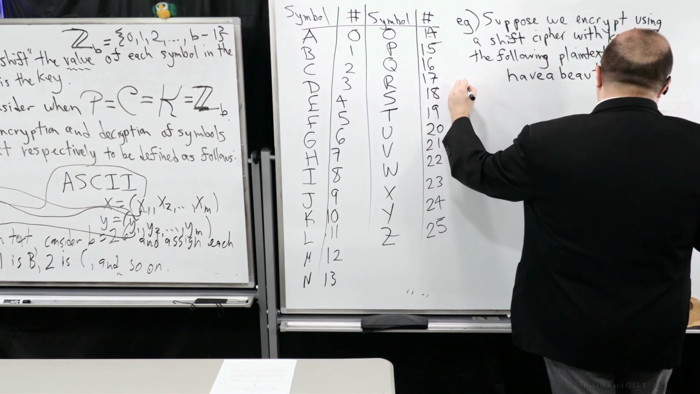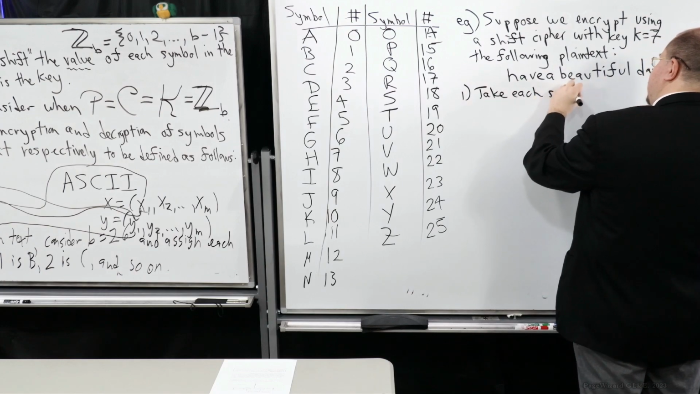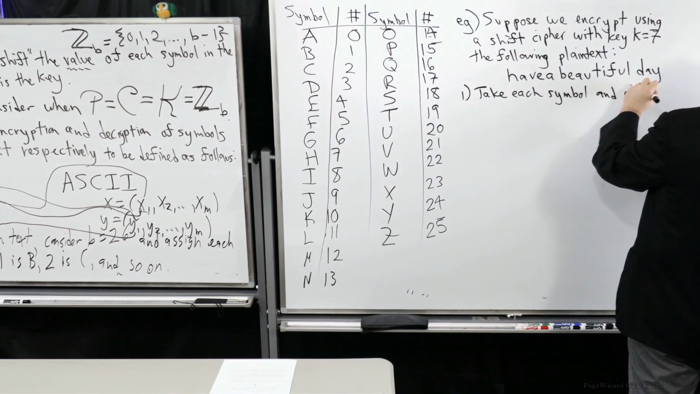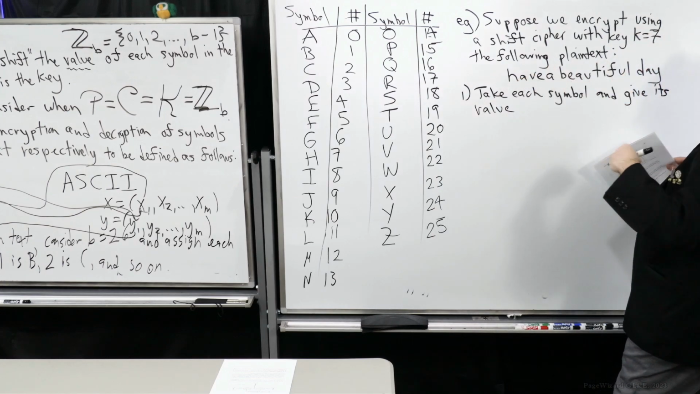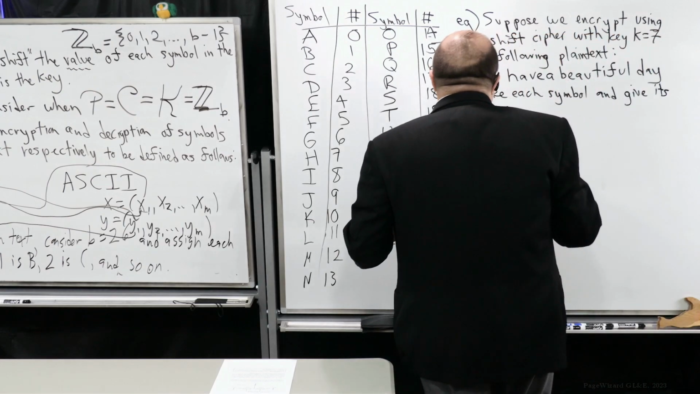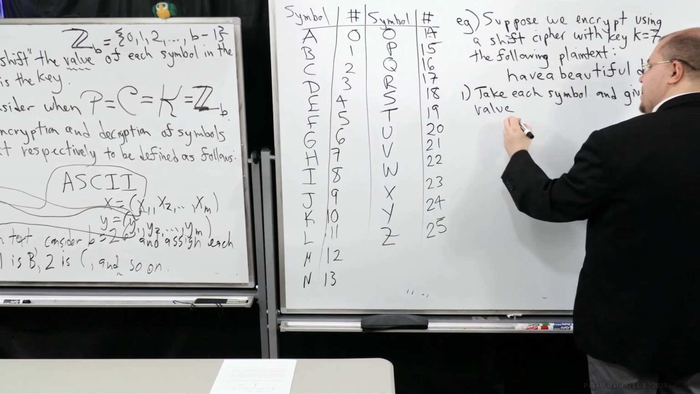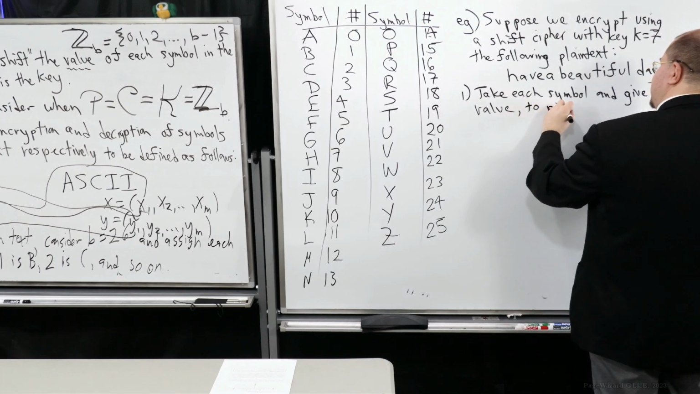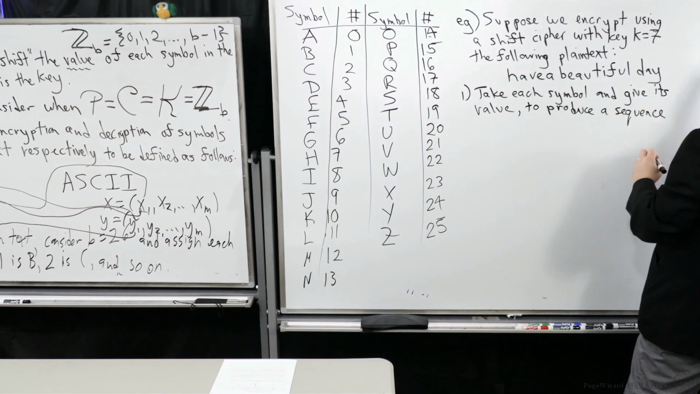So the first thing we're going to do is take each symbol and give its value. You can think of this just as casting, if we were to implement this. Or if I had a table that told me what each value is, I might use that as well. So take each one of the symbols and give its value to produce a number sequence. So this is one way of going about it.